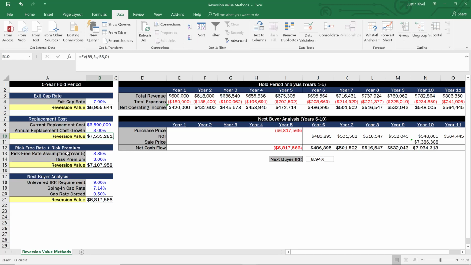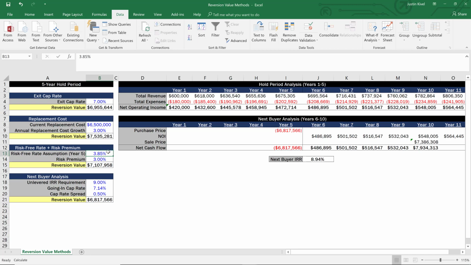So in this example, the way that I would look at this is we're making an assumption on what the risk-free rate would be in year 5. And in year 5, we're assuming that that risk-free rate is going to be 3.85%. So maybe the US Treasury today on a 5-year basis is 2.8%. And we assume that the US Treasury is going to increase up to 3.85% in 5 years.